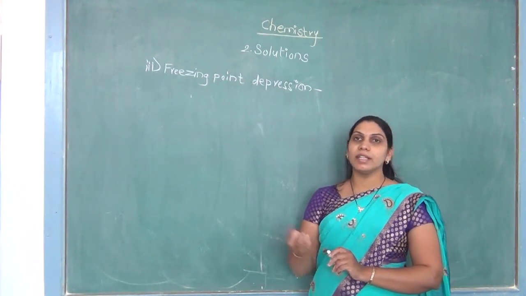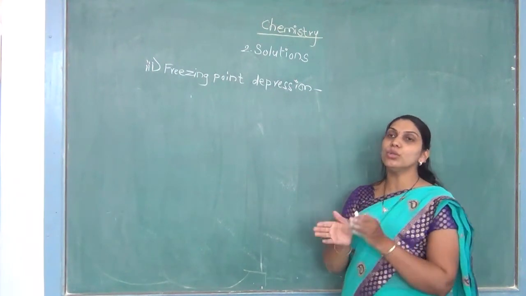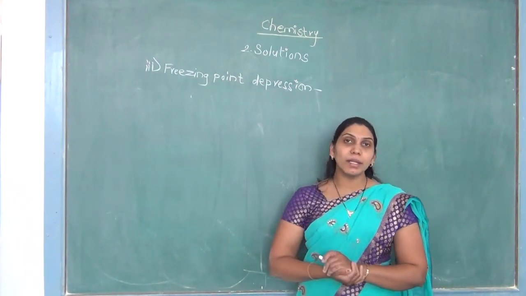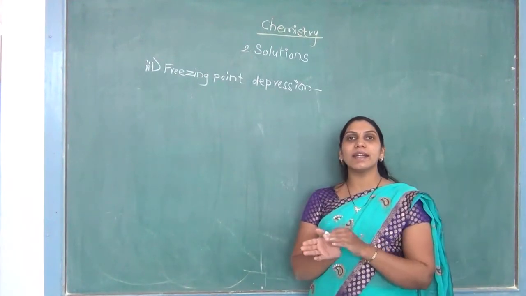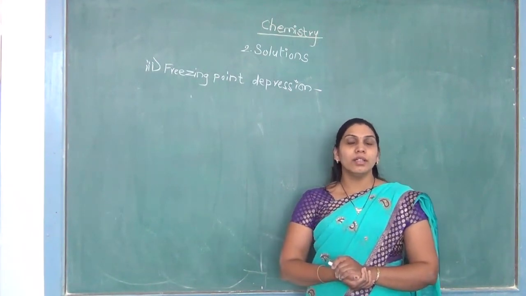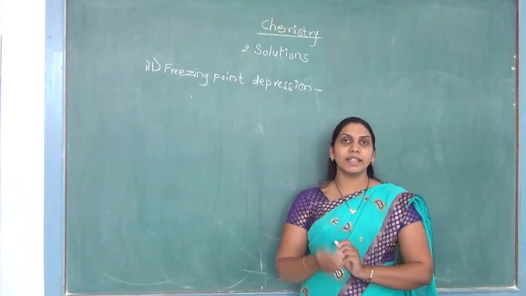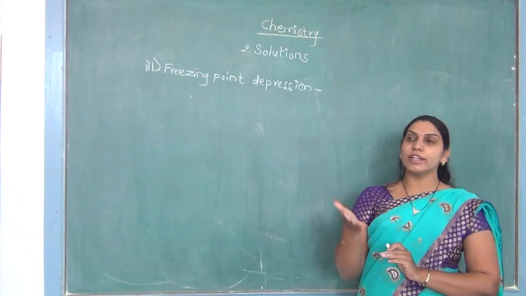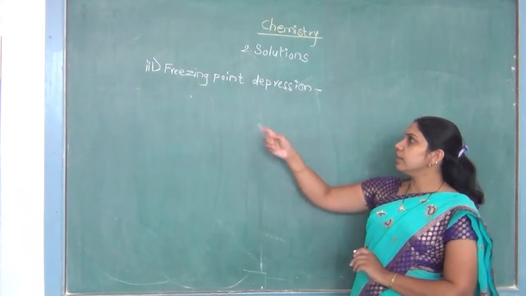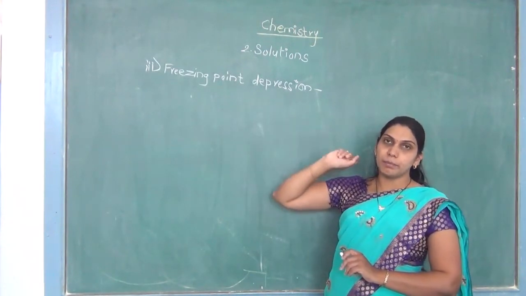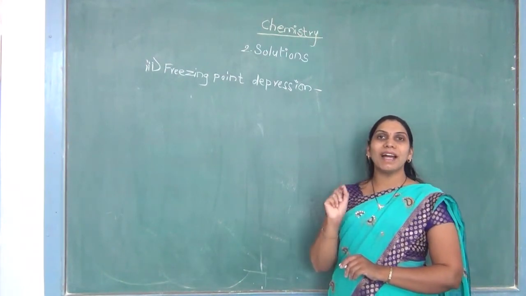The colligative property is freezing point depression. Depression means to reduce or to decrease. How the freezing point depresses? We'll see. Whenever a non-volatile solute is added into a pure solvent, the freezing point of that solution is decreased. This decrease in the freezing point of the pure solvent by addition of a non-volatile solute is called as freezing point depression. Getting it? Freezing point depression is denoted by delta TF.